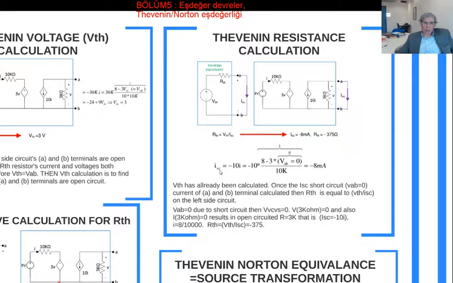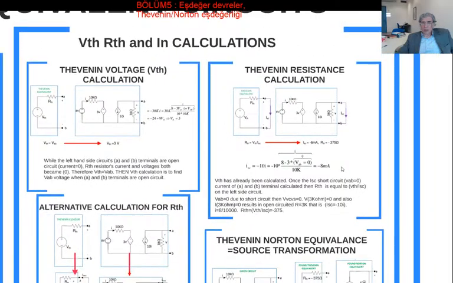So we have found ISC in the given circuit when the A and B terminals are short circuited. Then the calculation of RTH is VTH over ISC. So you can find the RTH. The RTH is going to be equal to this one. So this is the calculation of RTH.